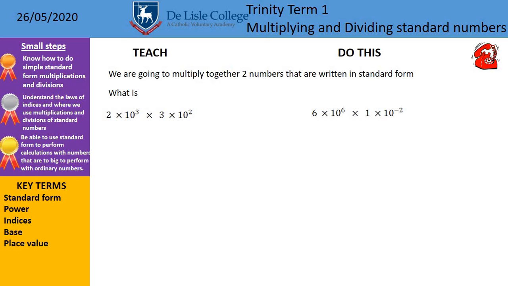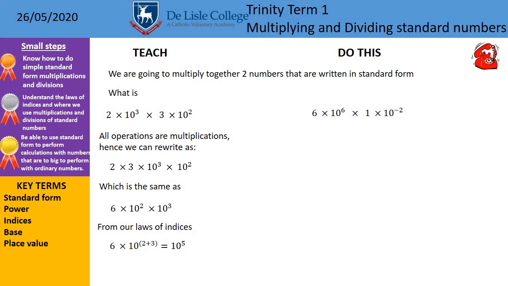So, if we look on the left-hand side now, the teach side, what we're going to do is multiply two numbers together that are written in standard form. So we're going to multiply 2 times 10 to the 3 by 3 times 10 to the 2. So the first thing I'm going to do is note that they're all multiplications. So we can change the order round because they're all multiplications. So I can actually do 2 times 3 multiplied by 10 to the 3 and 10 to the 2, which means I can do 2 times 3 is 6.